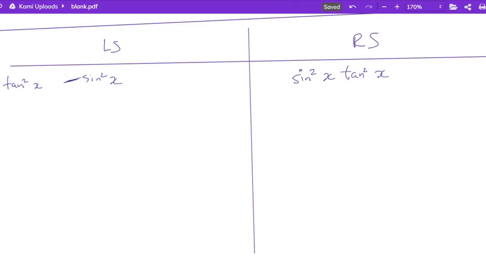So first thing I do, let's change the tan. Is it sine over cos? Thank you. Tan squared is sine squared over cos squared.